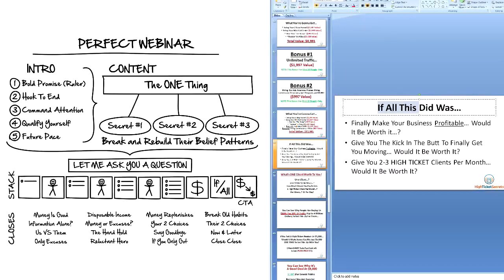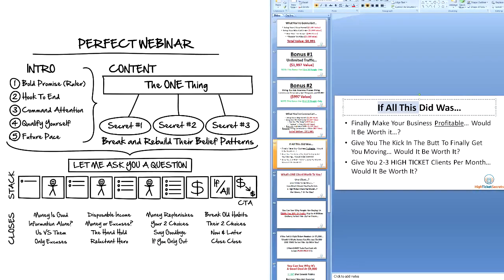If all that this package did was blank, would it be worth it? If all this package did was finally make your business profitable, would it be worth $11,000? Yeah, I thought so. Now, if all this package did was finally give you the kick in the butt you need to get moving, would it be worth it? Yeah, I think so too. Now, if all this package did was give you 2 to 3 high-ticket clients per month, would that be worth it? Yeah, I don't know about you, but I'd trade $12,000 for 2 or 3, $5,000 to $10,000 sales a month all day long. This is a one-time investment.